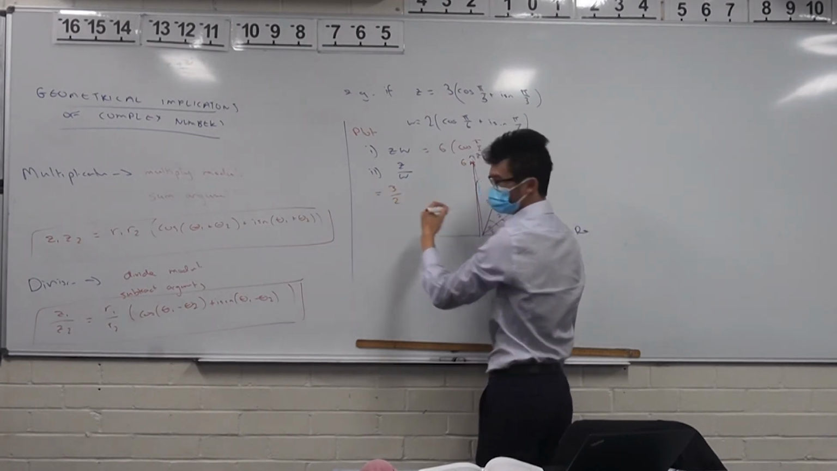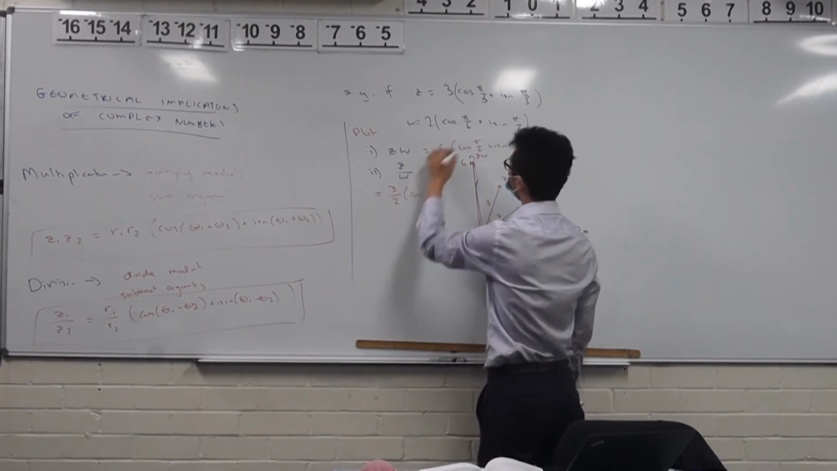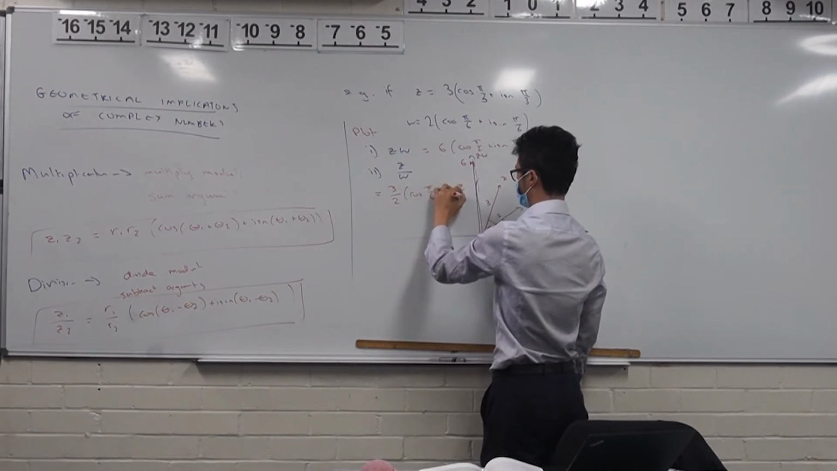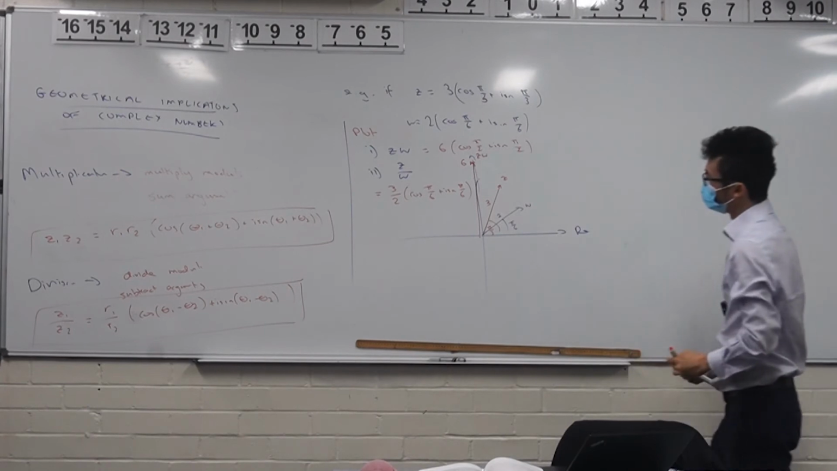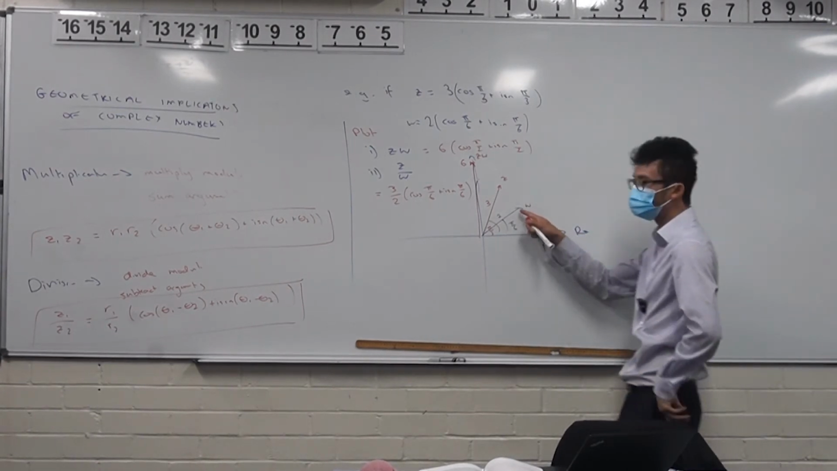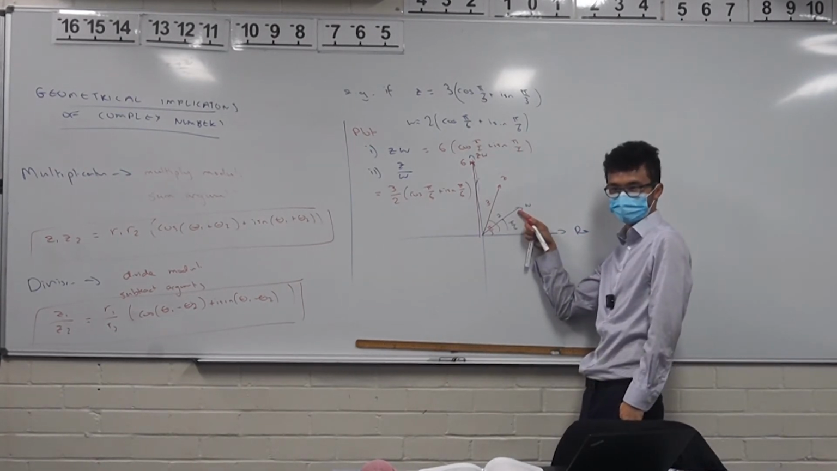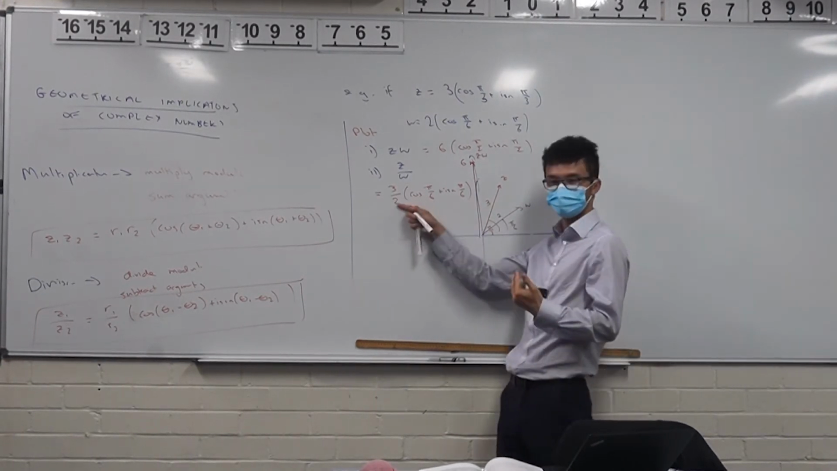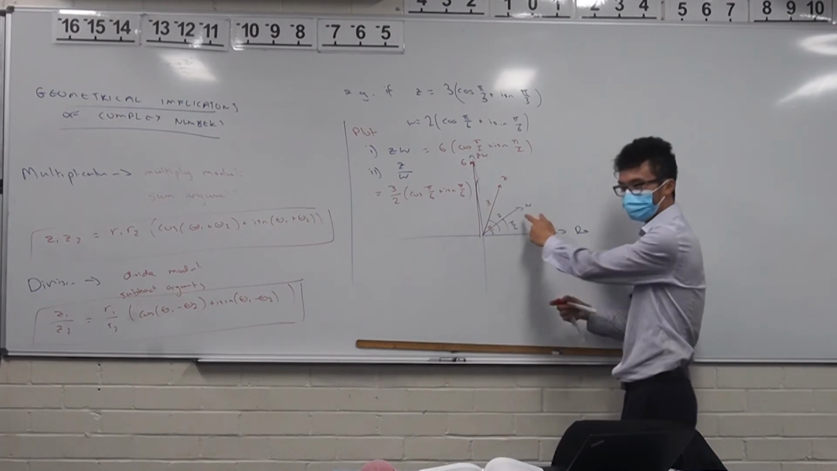So you can see how it's getting smaller, isn't it? That's cos pi over 6 plus i sin pi over 6. So what that means is the argument is the same. It's at the same place as W in terms of the argument. But what's the difference? The moduli is smaller. So how do you represent that here?